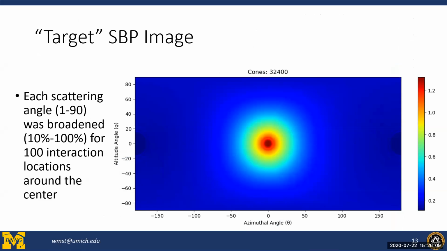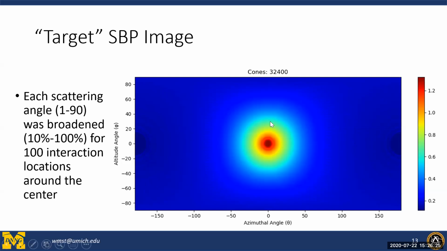So now we can see if we vary any one of these inputs, for instance, if we vary the lever arm distribution, or if we vary our relative uncertainty, or if we vary our number of scattering angles, how does that impact this image?